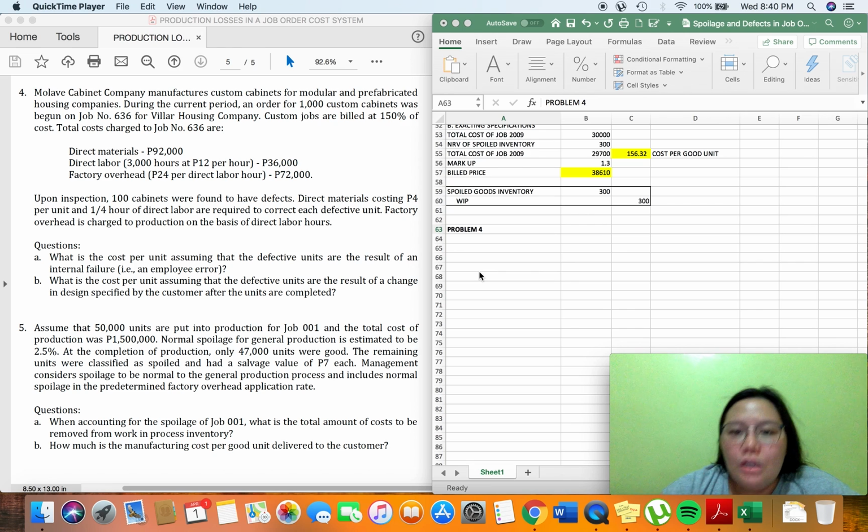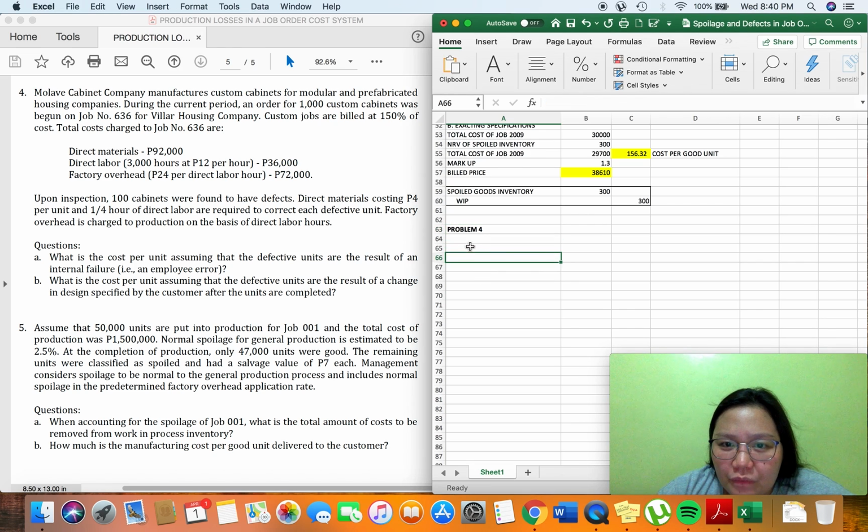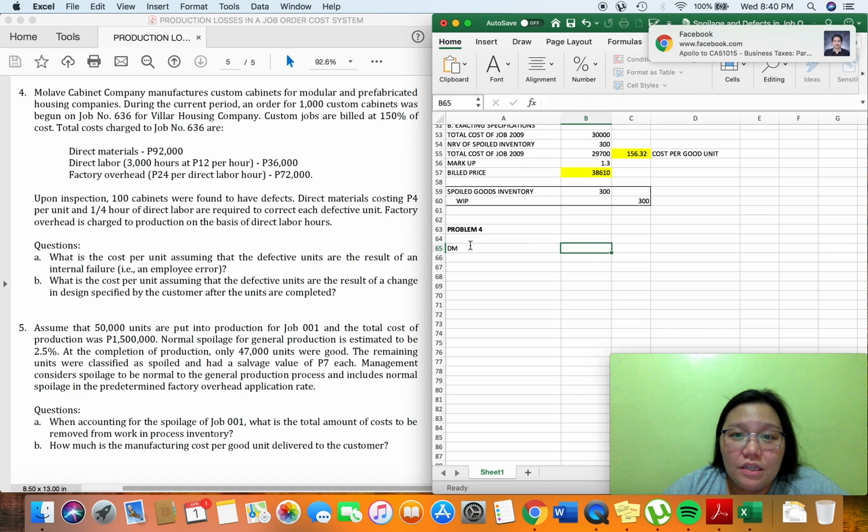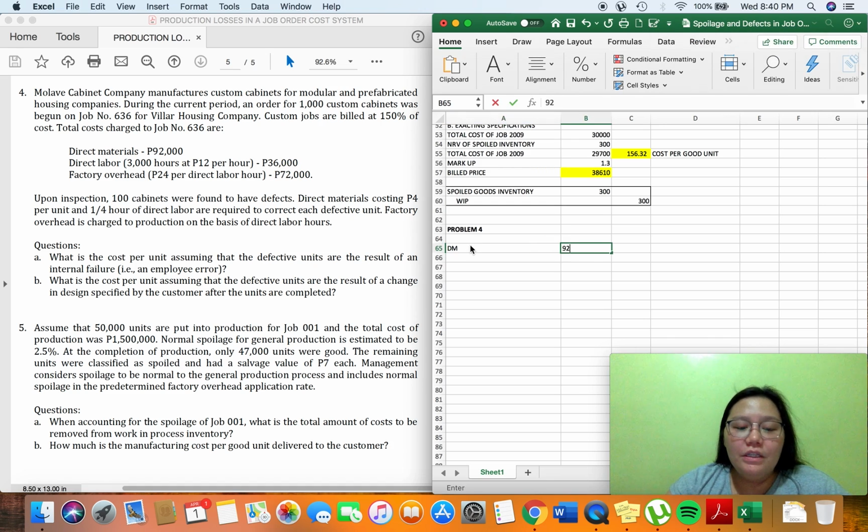Okay? So just like what we did earlier, we will compute for the total cost of job 636. So we have direct materials of 92,000, direct labor amounting to 36,000, and our factory overhead, which is equal to 72,000.